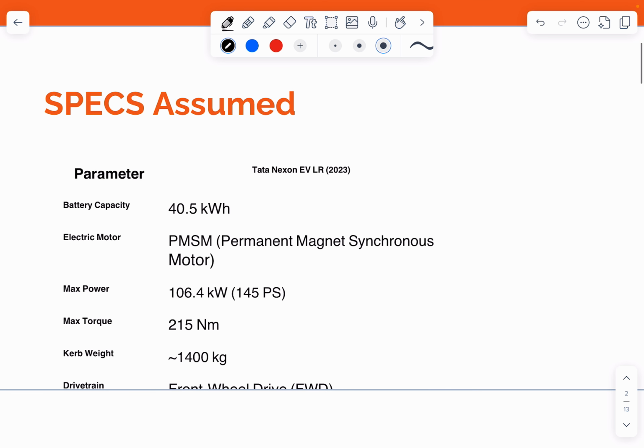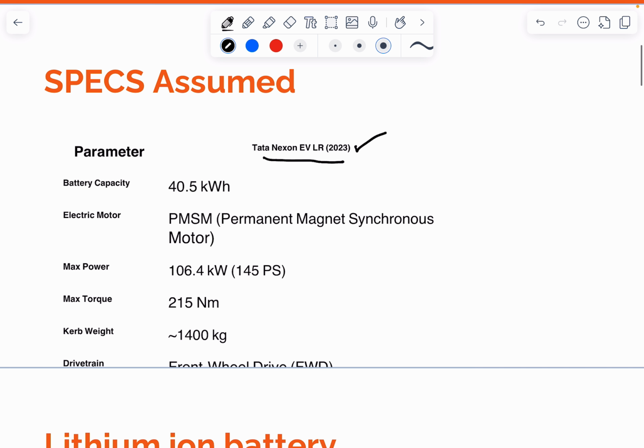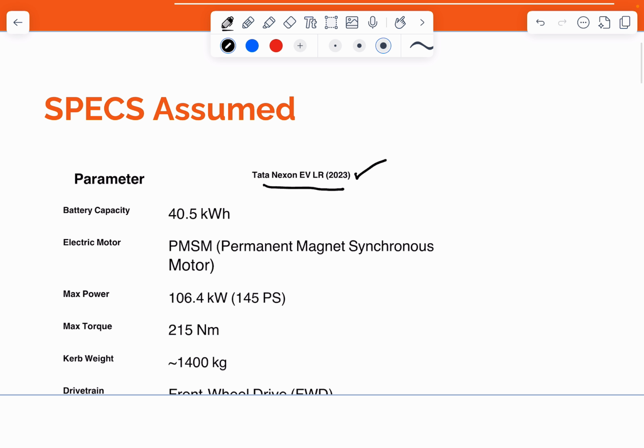As I said, I'd be using the Tata Nexon long range variant model of the EV, and I have these specifications in mind. What is important for us to understand is that this model has a battery of capacity 40.5 kilowatt hours, right? This would be very relevant for us in our calculations. This is the most important part.